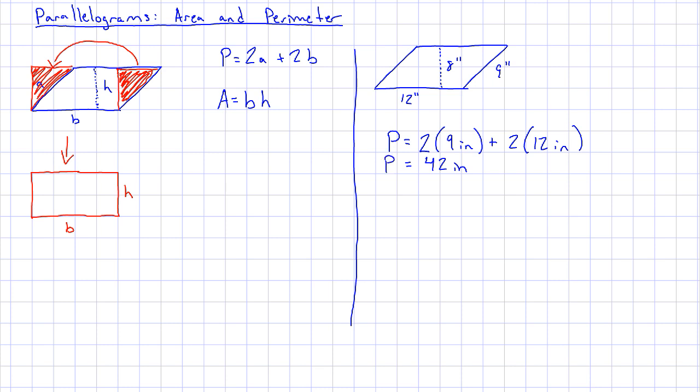Now my area, I need to be cautious not to use side length, which is 9 inches. I need to use that vertical height, the distance between the base, the 12 inch and the other. So I need to just consider that base, which is 12 inches, and then the height, that vertical height, which is 8 inches. 12 times 8 is 96, and then of course I have inches times inches. Be very cautious of your units when solving these problems. So area is 96 inches squared, while the perimeter is 42 inches.